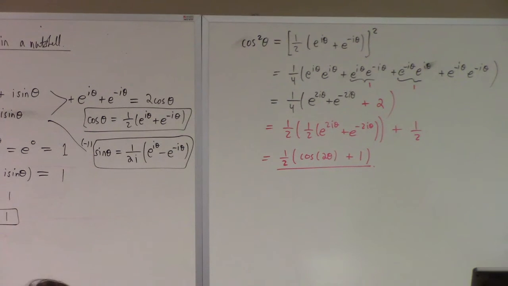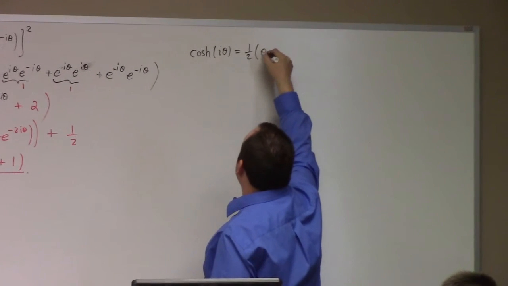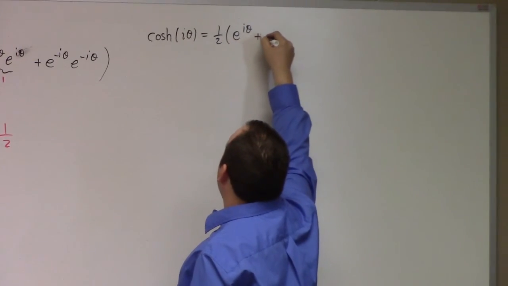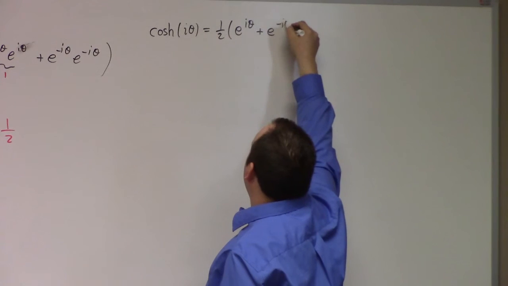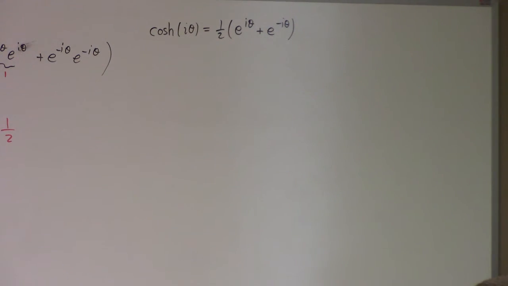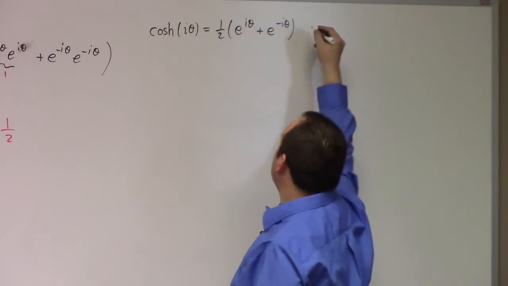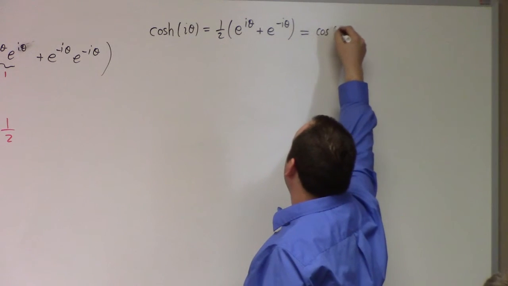Now, I still haven't answered the question he asked me, which was, can you relate cosh and sinh and sine and cosine? You see, now I can. Because what would it mean if I wrote cosh of i theta? What would that be? If I just plug in i theta into x, see what I get? 1/2 this. But what is that? That's cosine theta.